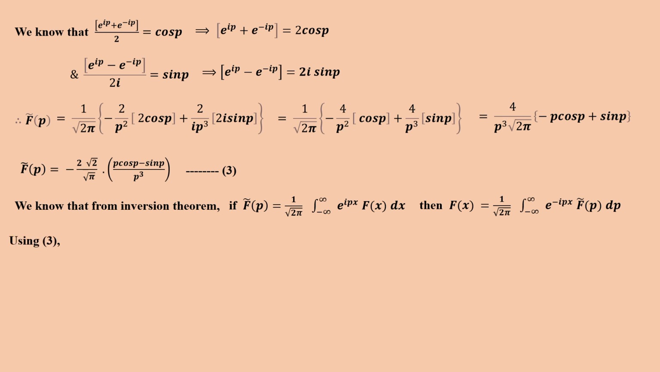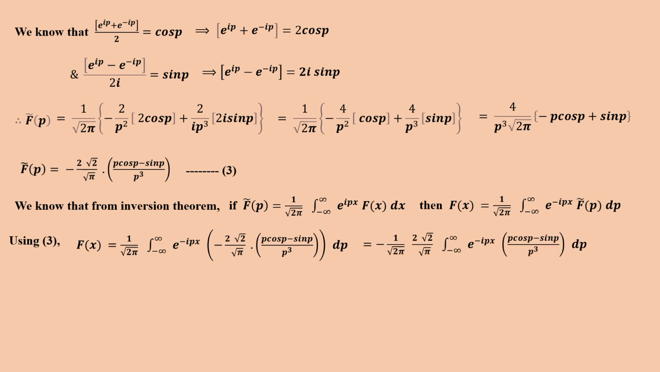So we are using 3. In this, f of x is equal to 1 by root 2 pi integral from minus infinity to plus infinity e power ipx. We know from 3 that f bar of p is minus 2 into root 2 by root pi, p cos p minus sin p by p cube, dp, that is equal to minus 1 by root 2 pi, 2 root 2 by root pi integral from minus infinity to plus infinity e power minus ipx, p cos p minus sin p by p cube dp.